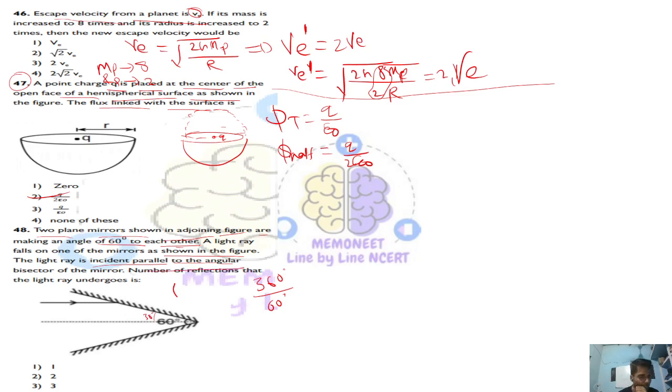Number of reflections that light ray undergoes. Let's think. It was reflected through it, and now you can calculate it like it's perpendicular, it is 90 degree, it is 30 degree, and you can calculate 90 plus 30, it's 120, and this is 60. And from the parallel axiom you can calculate it this way.